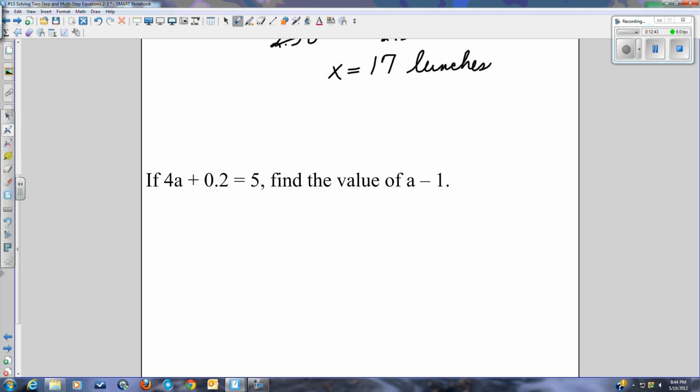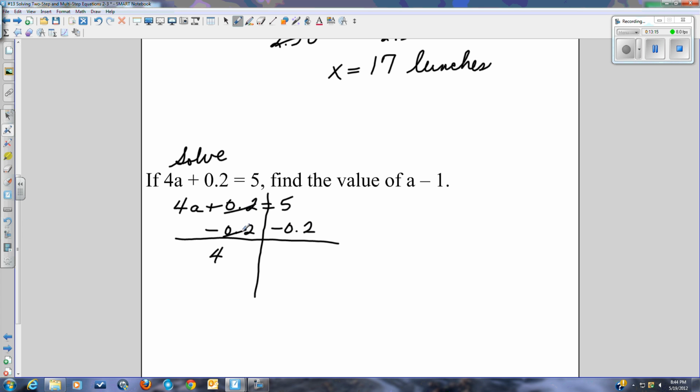Okay, so now this is a little bit different problem. We're really doing two problems in one here. It says if 4a plus 0.2 equals 5, find the value of a minus 1. What we're going to do is start off solving that equation. 4a plus 0.2 equals 5. So we want to solve it for a. And what we're going to have to do is start by subtracting 0.2 from each side.